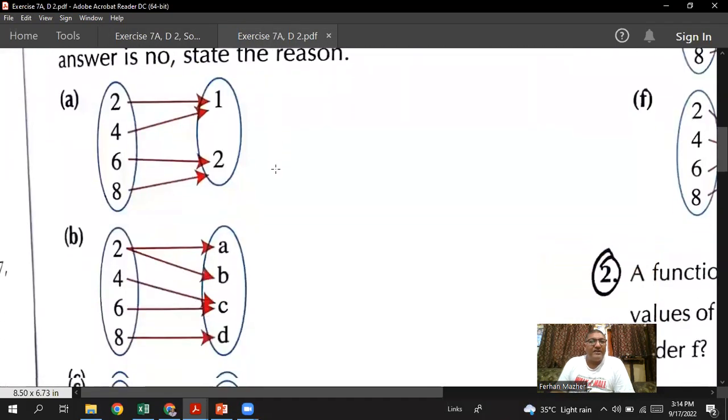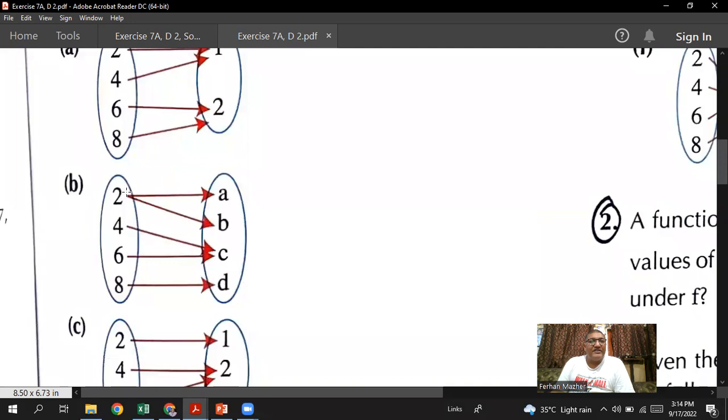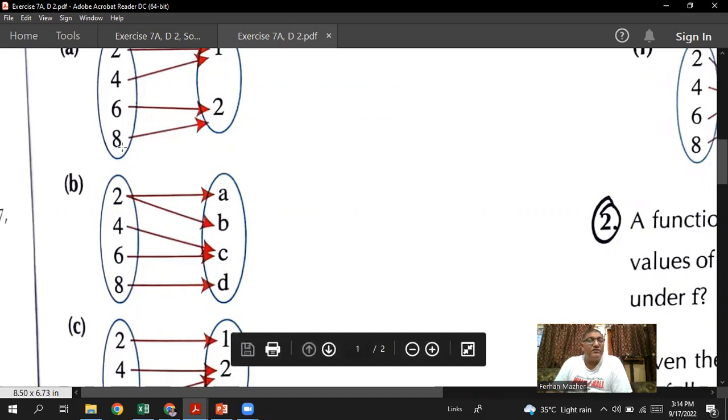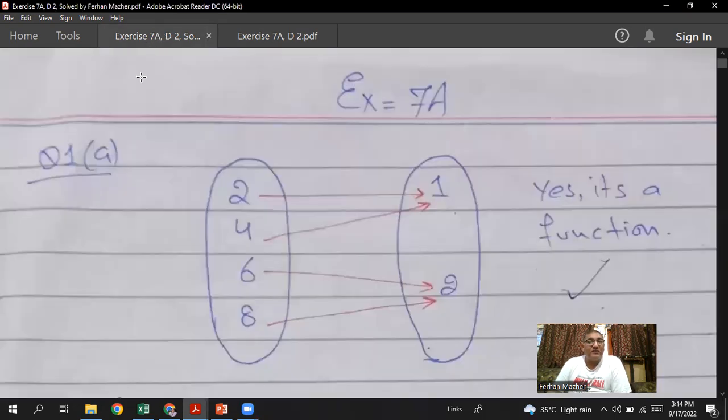Now the second one. You can see 2 has image A and 2 also has image B. So here it goes wrong. A single member of the domain cannot have two images. If a single member of the domain has two images or three images, then that is not a function. The rest of the things are good, but this 2 has a problem. So it's not a function.